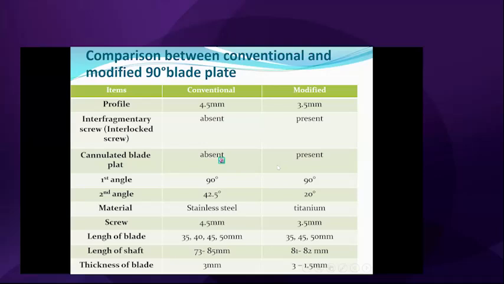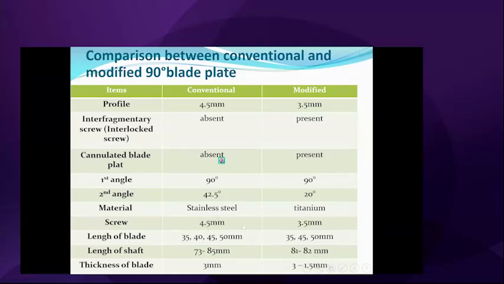This is the table summarizing the difference between the old conventional plate and the new plate. Profile 4.5 versus profile 3.5. Interfragmentary screw is absent in the old plate and present in our plate. Cannulated plate is absent and present in our plate. The first angle is 90 degrees, the same, and the second angle decreases from 42 to 20. Material: stainless steel and titanium.